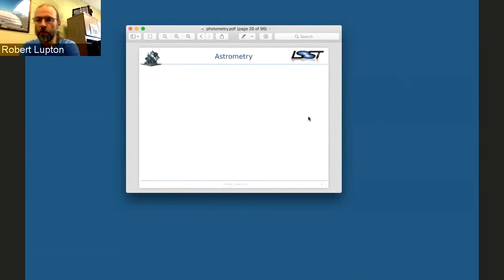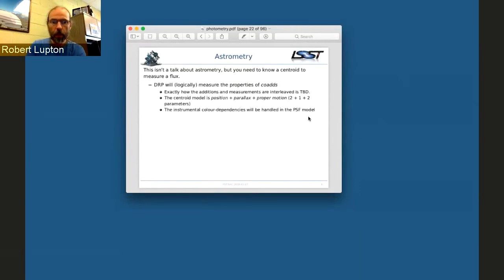Okay, astrometry. I promised I wouldn't talk about astrometry. John Gizas just dropped off, so maybe I don't have to. But you do need to know a centroid to measure a flux. So logically, and we don't actually quite do it this way, this is where the question of how you do things in multi-fit or in direct coadds comes in. And again, I wasn't going to talk about that today. Logically, we will measure the properties of a coadd. The centroid model for sources is a position plus a parallax and proper motion. So that's 6 parameters.